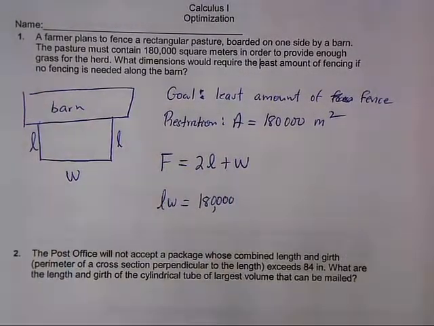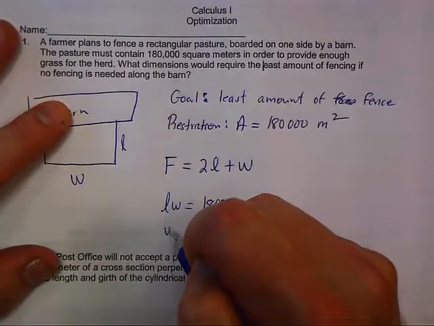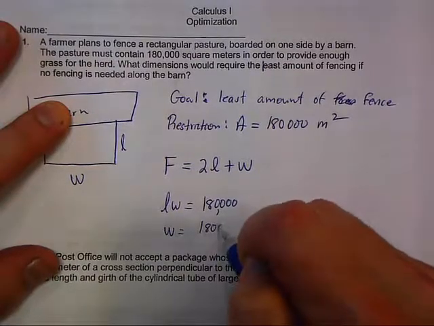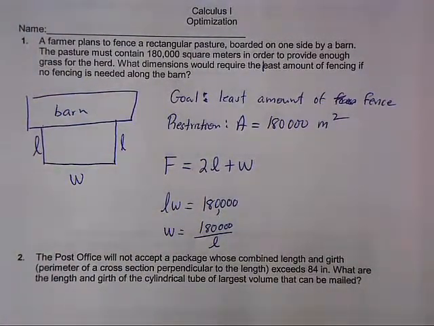Correct. Area is length times width. So length times width is 180,000. We divide by one of them. It truly doesn't matter which one. And then we substitute. I'm going to do W is 180,000 over L. And then we use the technique of substitution.